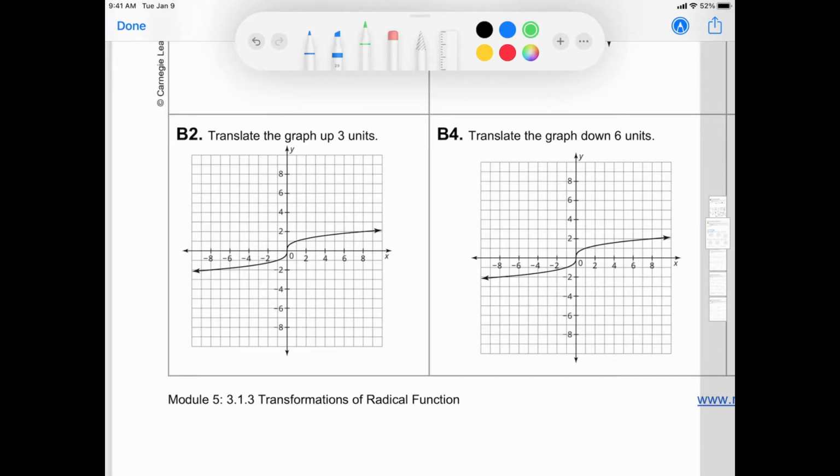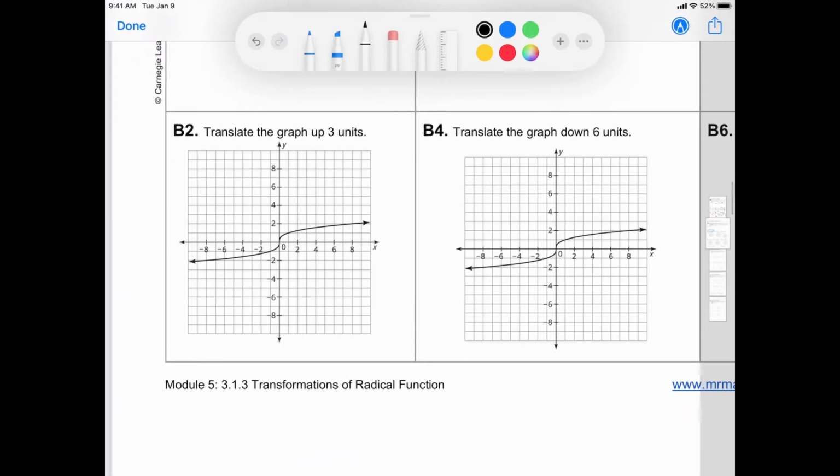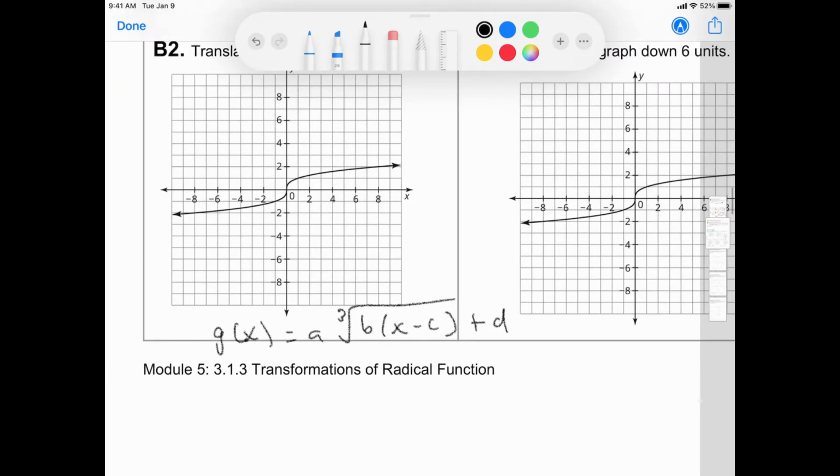All right, let's go ahead and try B2. We need to translate it 3 units up. And the question you might want to think about is if you write out the, they call that vertex form, cube root of b x minus c. Some textbooks or websites you'll see don't use C and D, they use H and K. But for our purposes, I'm trying to make it really standard where we've been using transformations of polynomials with A, B, C, and D. And they actually have the same characteristics.